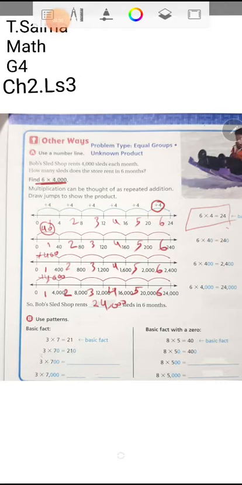Now if I want to multiply 3 by 700, what I have to do is multiply 3 by 7, the answer will be 21, and put 2 zeros next to the answer, so the answer will be 2100. Now if I want to multiply 3 by 7000, I multiply 3 by 7, so the answer will be 21, and put 3 zeros next to the answer, so the final answer will be 21,000.